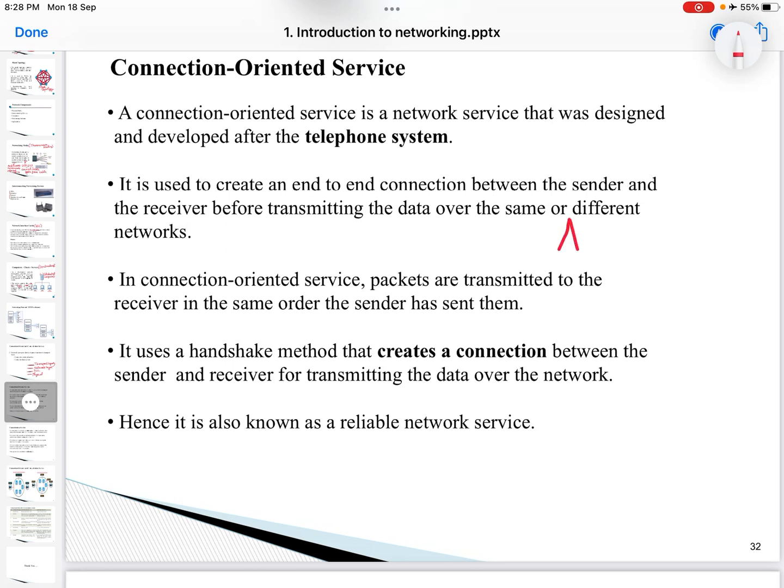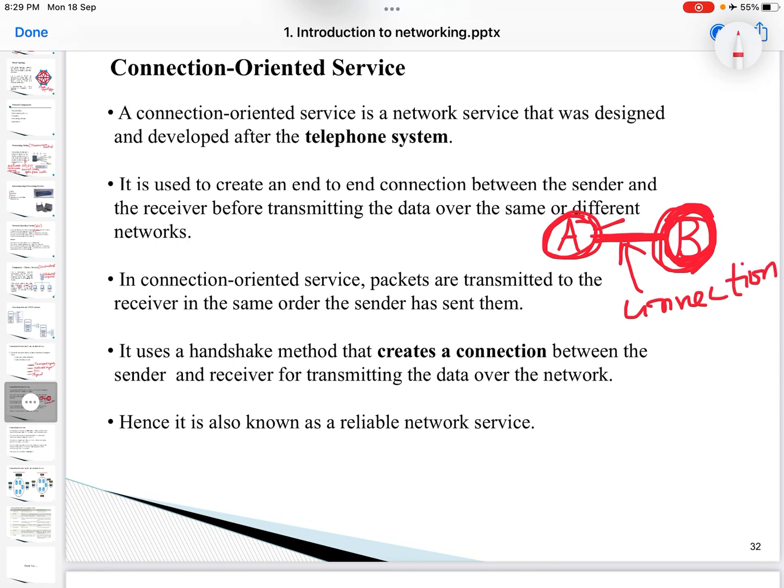So basically what is happening, A is connected to B using a network. Telephone system, A is calling B, then it will be connected to B. Everyone will have a unique number, so A will only call B using that unique number and they will be connected. So in connection oriented service, you have a connection which is provided between the sender and the receiver.